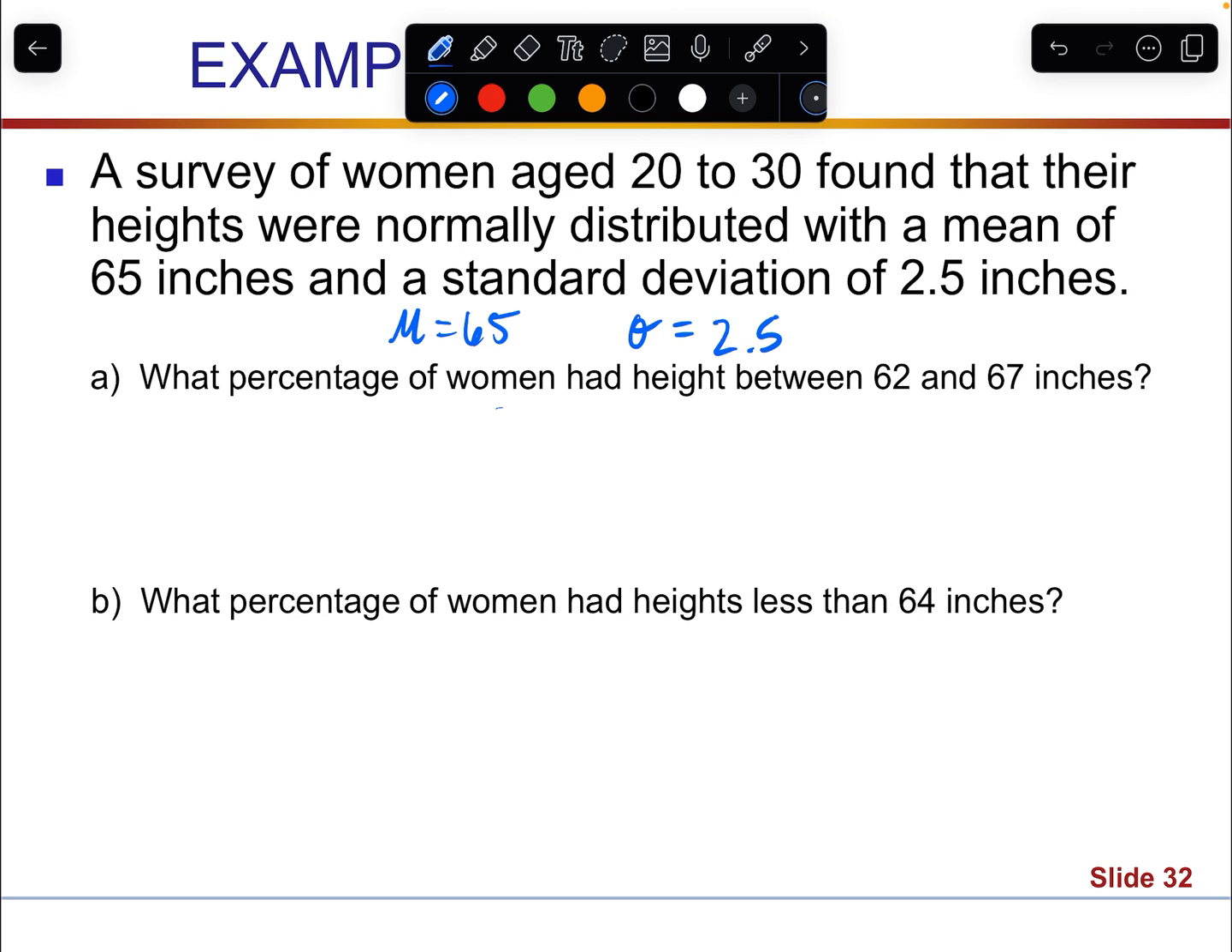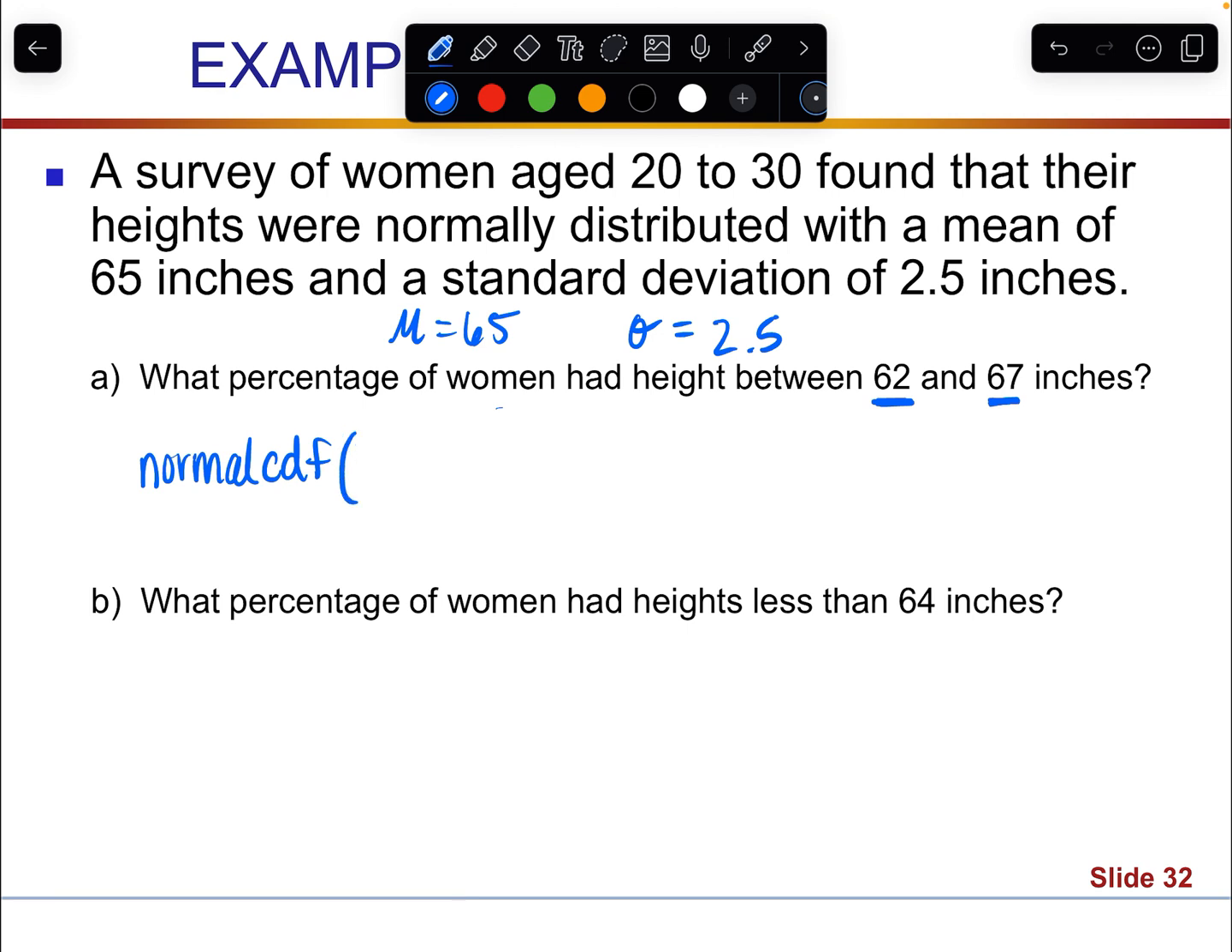And we want to find what is the percentage of women that have heights between 62 and 67 inches. Again, this is talking about our lower limit and our upper limit. So I'm going to write it out first, and then we'll talk about plugging this into our calculator. We're going to have that pop up in our calculator, normal CDF.